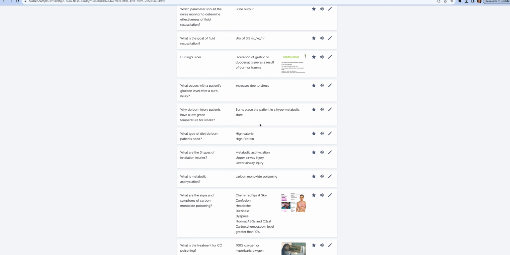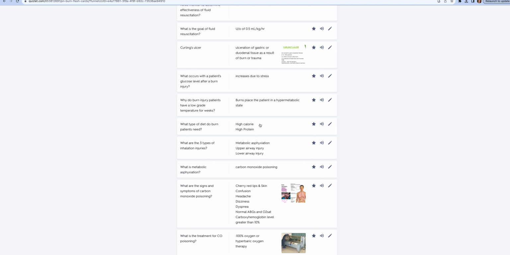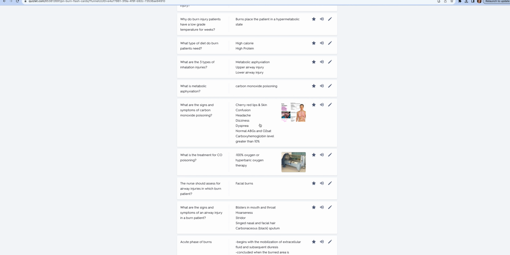There are 3 types of inhalation injuries. Metabolic asphyxiation, which is carbon monoxide poisoning in upper and lower airways. With carbon monoxide poisoning, the signs and symptoms are cherry red lips and skin, confusion, headache, dizziness, dyspnea, normal ABGs and O2 sat. That's unreliable. I talked about that in another Quizlet. The carboxyhemoglobin level is going to be greater than 10%.